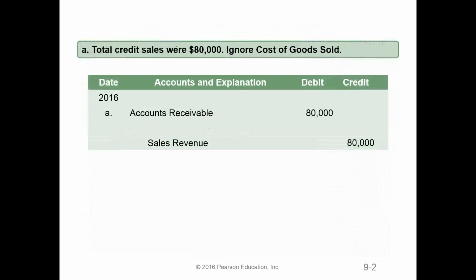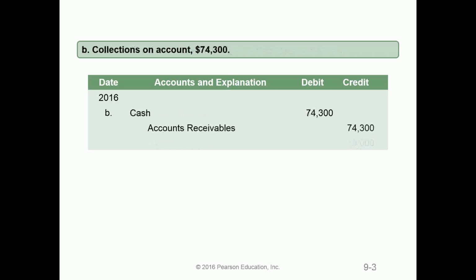Okay, so first things first, we're going to record those credit sales. So we're going to debit accounts receivable for $80,000 and credit sales revenue. So this is day one basic accounting stuff. We're going to ignore cost of goods sold. Next, we said we collected $74,300. So that would be our debit to cash for those collections, and we're going to reduce our accounts receivable by that much. So $74,300 credit to accounts receivable.